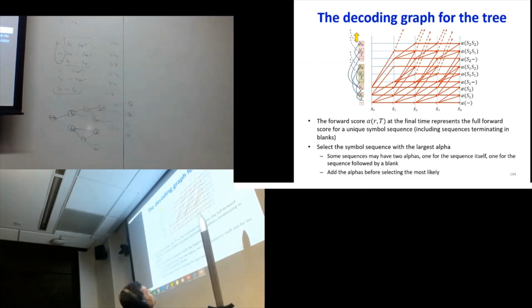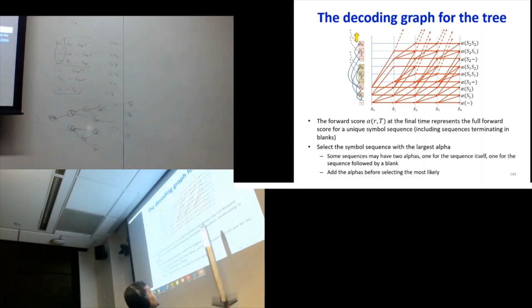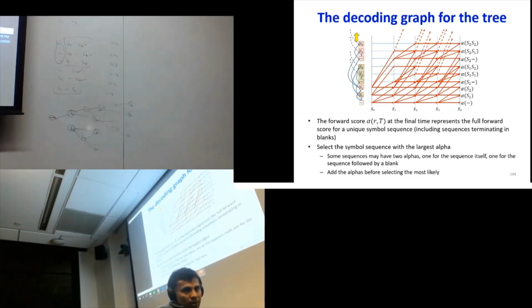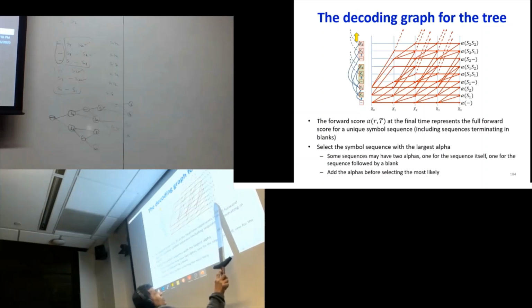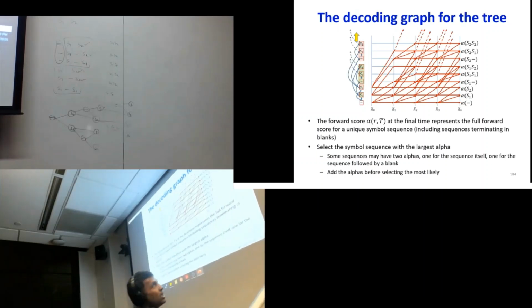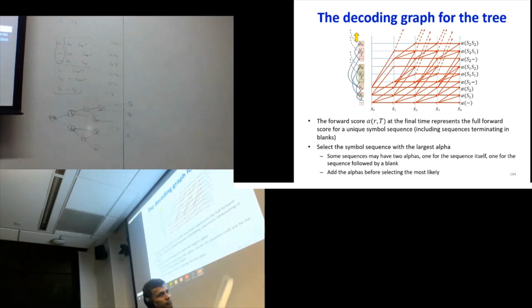Wait. S1, S2 is not a good example. Just consider the symbol sequence, which is just S1. So you have alpha S1. You also have alpha S1 blank. S1 and S1 blank represent the same symbol sequence because the terminal blanks don't really count. They're blanks, they disappear when you compress them. So which means that if you want to compute the alpha for the symbol sequence S1, you must actually sum the alphas for these two guys.